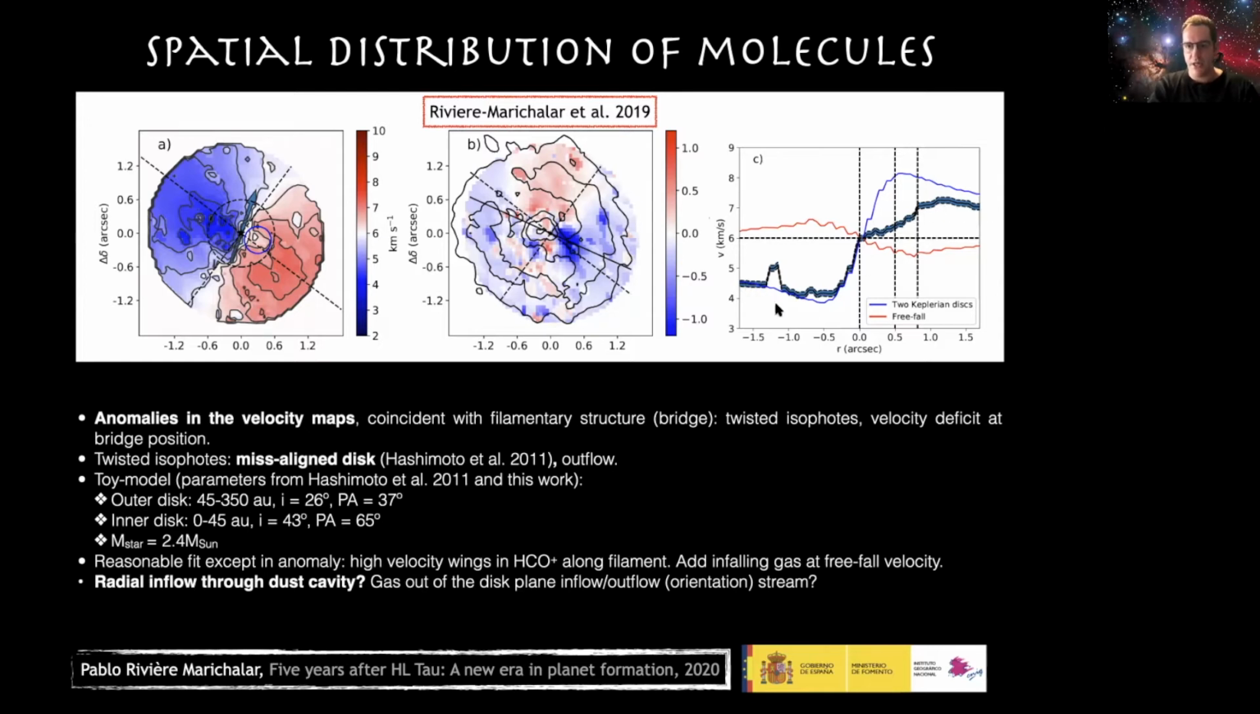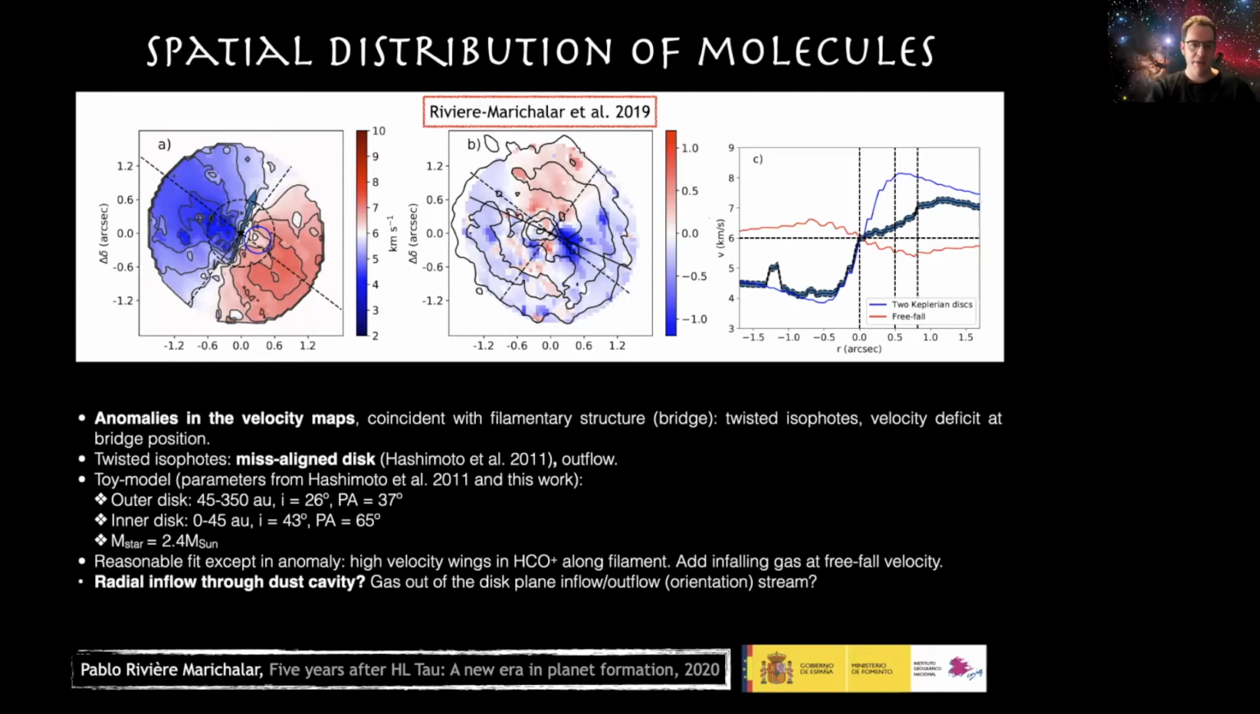And what we saw is that to the northeast, where there is no filamentary structure, the velocity cut is well reproduced by the two Keplerian disk model. But when we go to the southwestern side, we see that there are strong departures and that we need free-falling material to explain our observations.